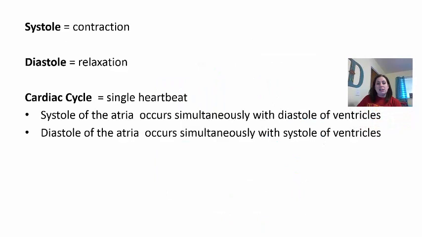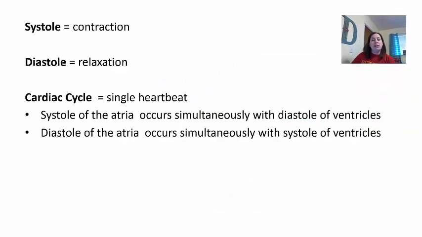So this brings us to some terms that we need to know. Systole is going to be the word we use for contraction. Diastole is the term for relaxation. So when we look at the cardiac cycle, a single heartbeat, you're going to see that there's going to be systole of the atria, that's the contraction of the atria, occurs simultaneously at the same time as the diastole of the ventricles. So when the atria are contracted, the ventricles are relaxed.